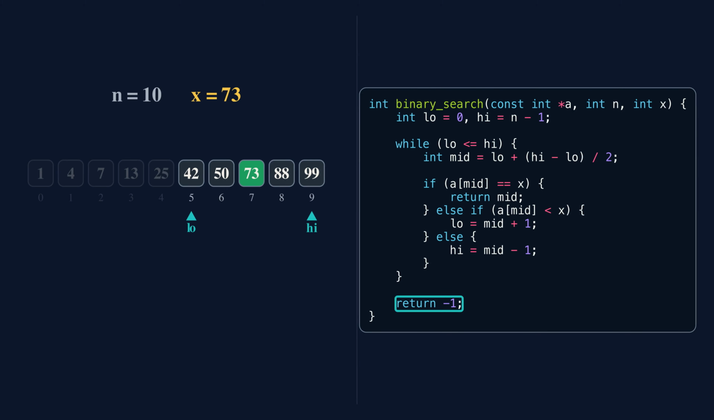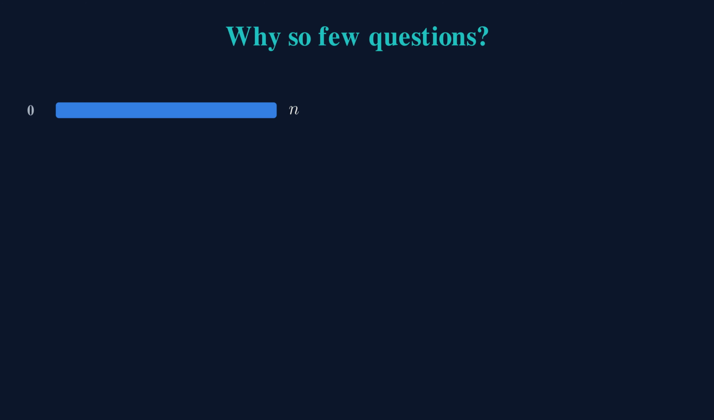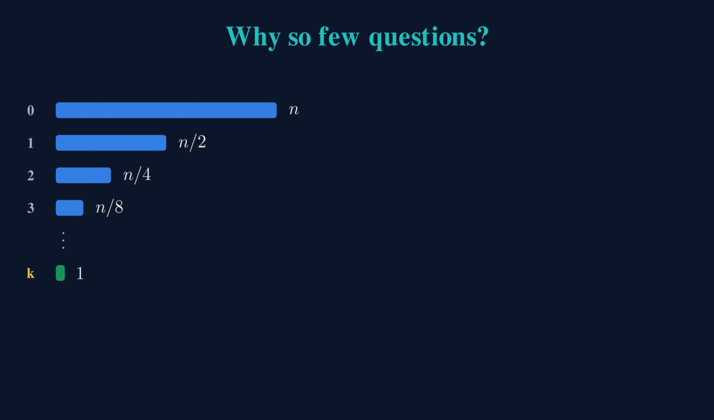So why is it this fast? Let's count the steps exactly. Look at how much is left to search after each step. At the start, all n items are in play. The first check throws away half, so n over 2 are left. The second check halves what's left again, n over 4. The third check, down to n over 8. And we keep going like that, halving, until just a single item is left.